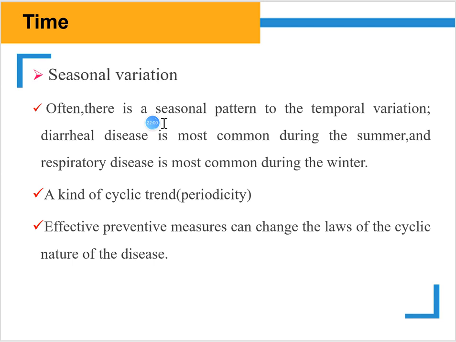Seasonal variation. Often, there is a seasonal pattern to the temporal variation. Diarrheal disease is most common during the summer, and respiratory disease is most common during the winter. Seasonal variation is a kind of cyclic trend. Effective preventive measures can change the cyclic nature of the disease.